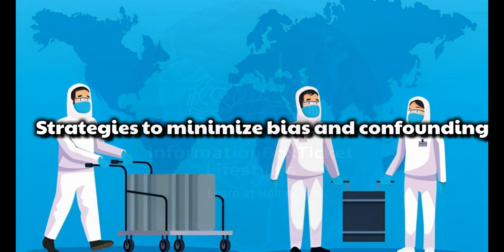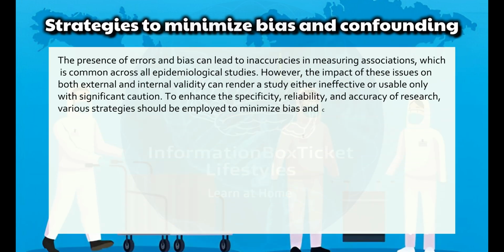Strategies to minimize bias and confounding. The presence of errors and bias can lead to inaccuracies in measuring associations, which is common across all epidemiological studies. However, the impact of these issues on both external and internal validity can render a study either ineffective or usable only with significant caution. To enhance the specificity, reliability, and accuracy of research, various strategies should be employed to minimize bias and confounding.